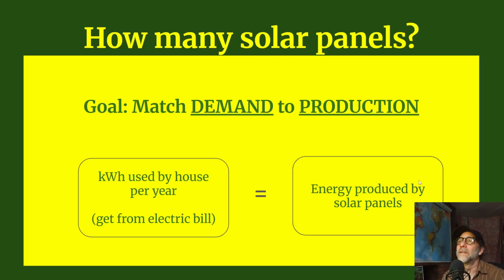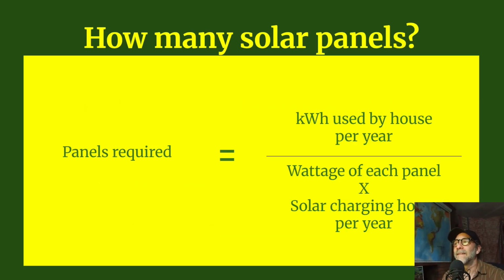And how do we do that? There's a very simple equation. We're going to see it right now. The number of panels required is equal to, first thing is we need to know how many kilowatt hours they used in the previous year. And then we need to know the wattage of each panel. That just means how many watts it makes when the sun is shining on it. And as you'll see in the next slide, every solar panel has a rated wattage. Then we have to multiply that by the number of hours that it's going to charge per year.